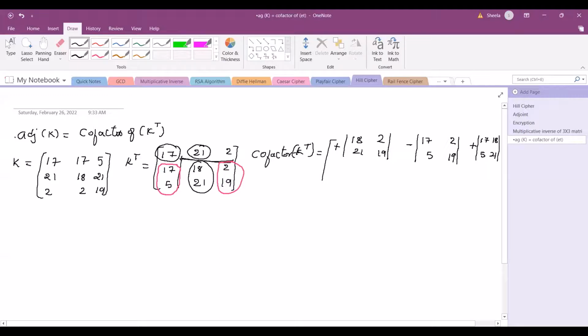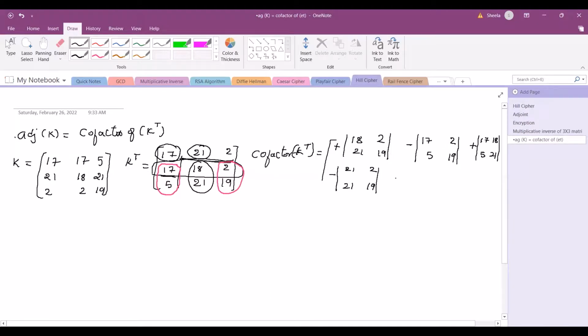So for the second row, what do I have to do? I need to completely skip this row. For 17, second row, first column means i is 2, j is 1. So 2 plus 1 is 3. Minus 1 to the power of 3 is minus, so I will get minus. And what is the submatrix? I need to skip the first column and second row. When I skip them, I will get 21, 2, and 21, 19.